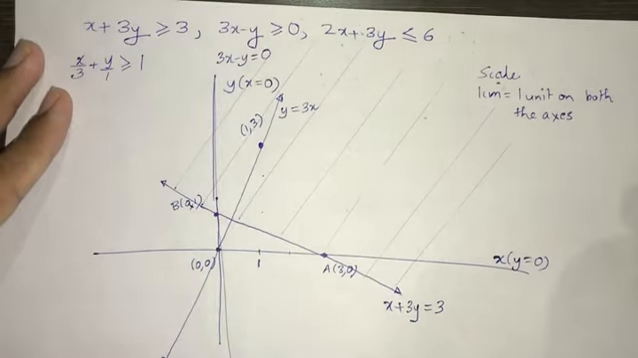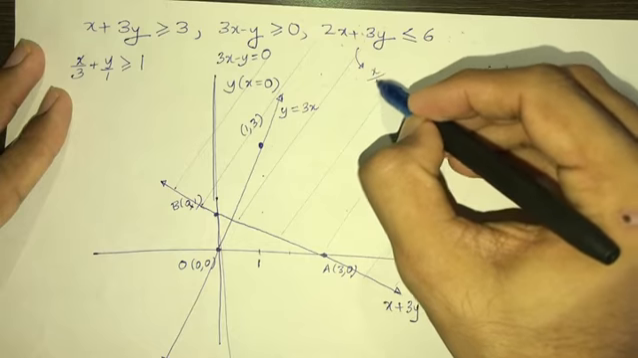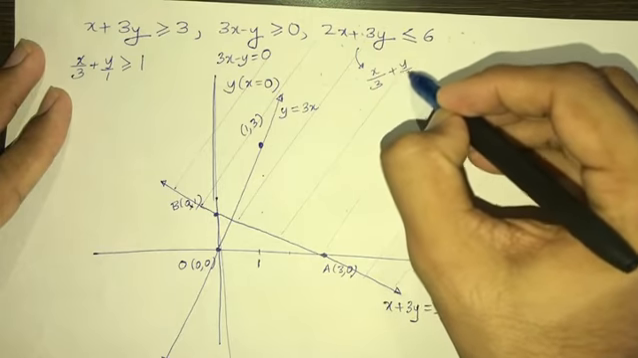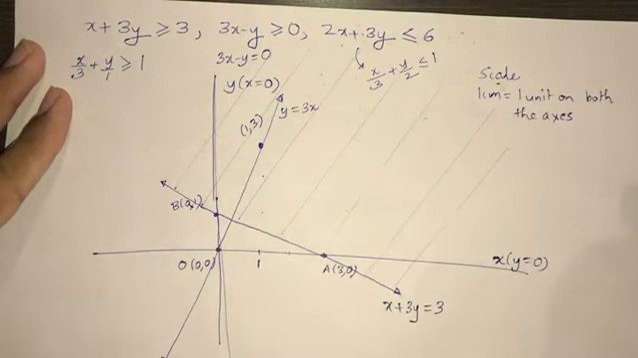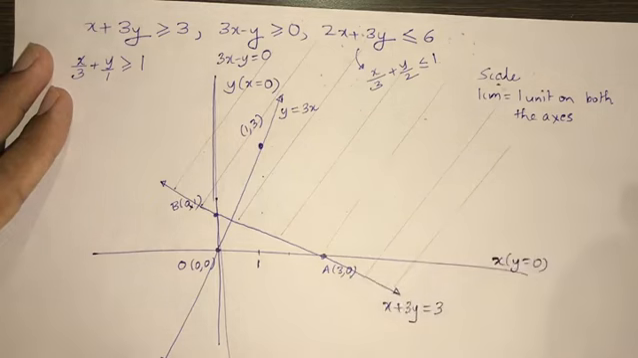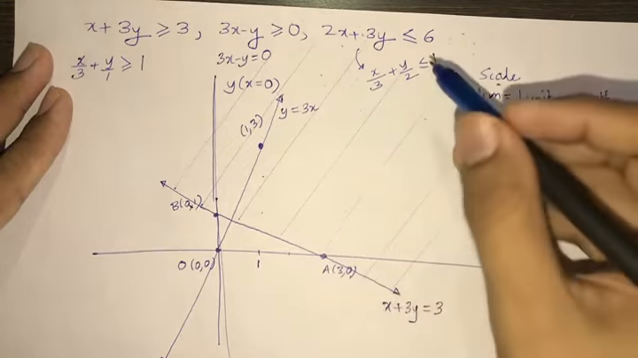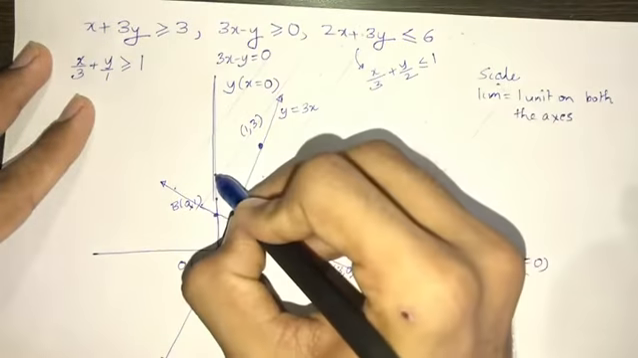The next line: you divide by 6, and you get x by 3 plus y by 2 less than or equal to 1. For the x intercept, it is 3 comma 0, the same point will come, and for the y intercept you will need 2.